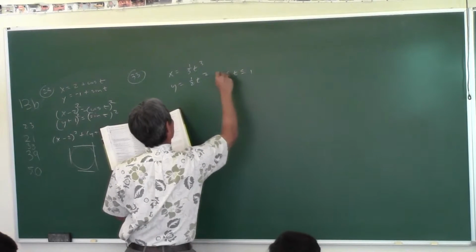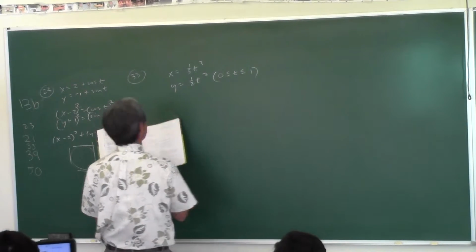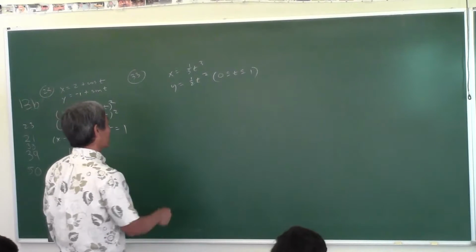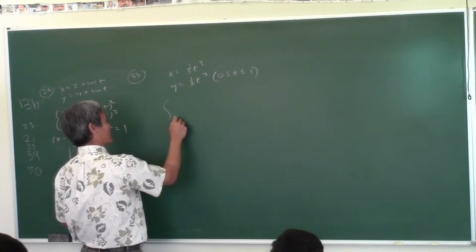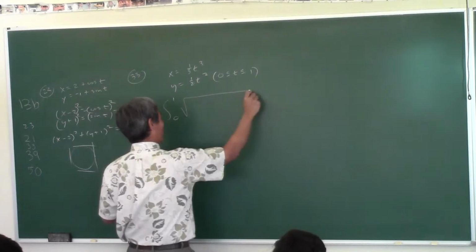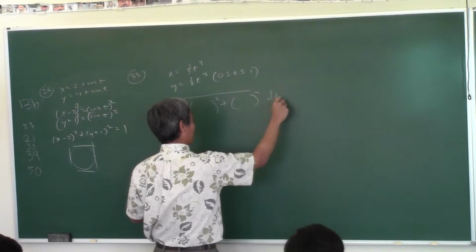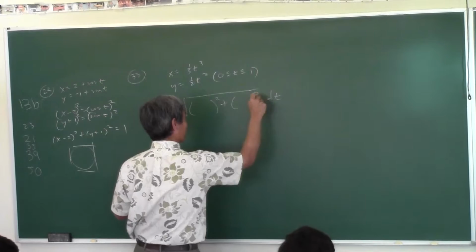Okay, what are we asked to find? Look, this is just the length of the curve. This is simple. Length of the curve equation. Okay, what is the length of the curve? It's the integral from 0 to 1 of the square root of dx/dt squared plus dy/dt squared dt. Right? Didn't we derive this equation last time?